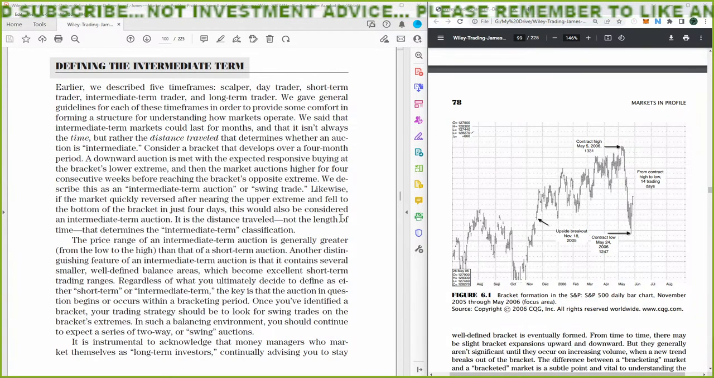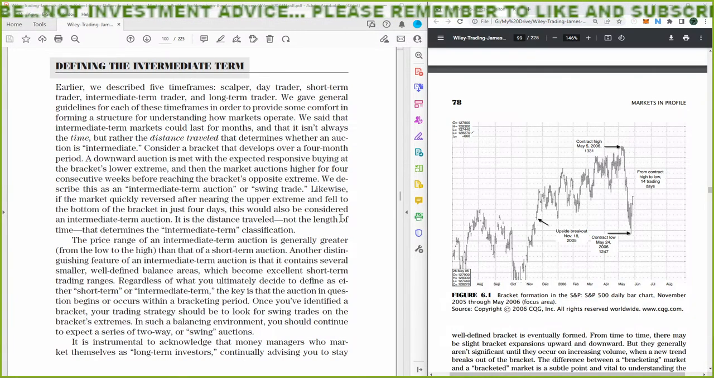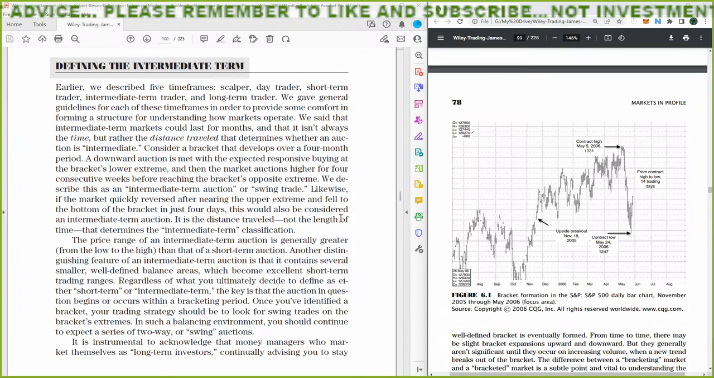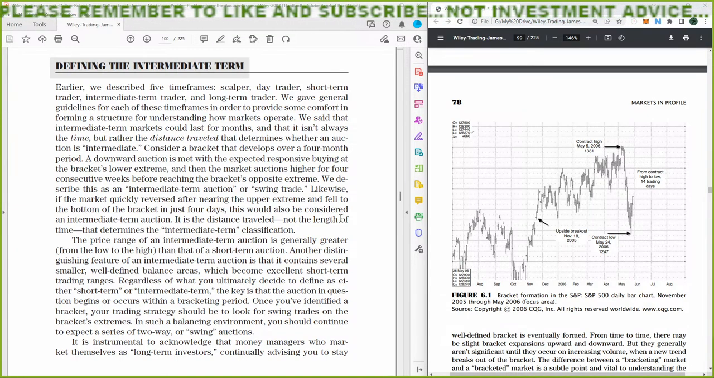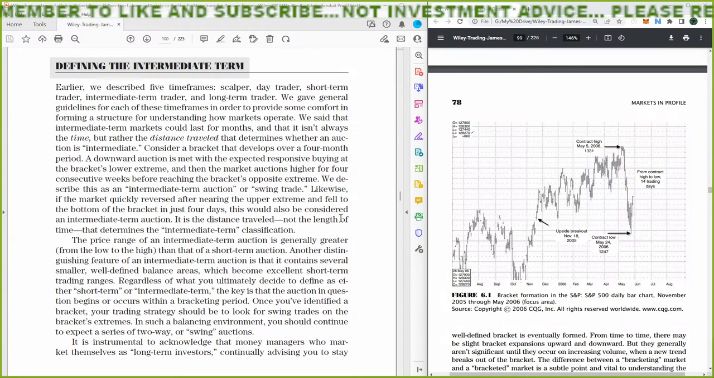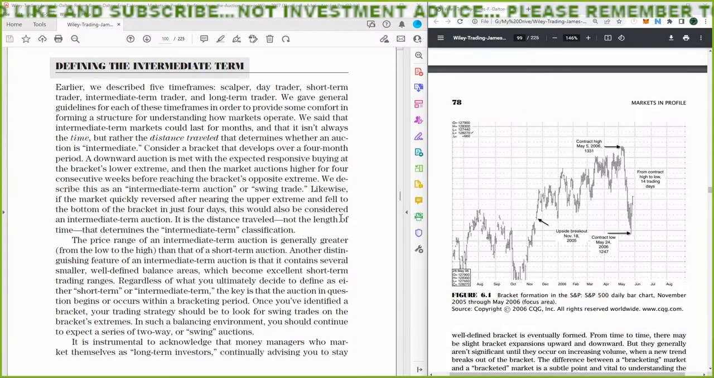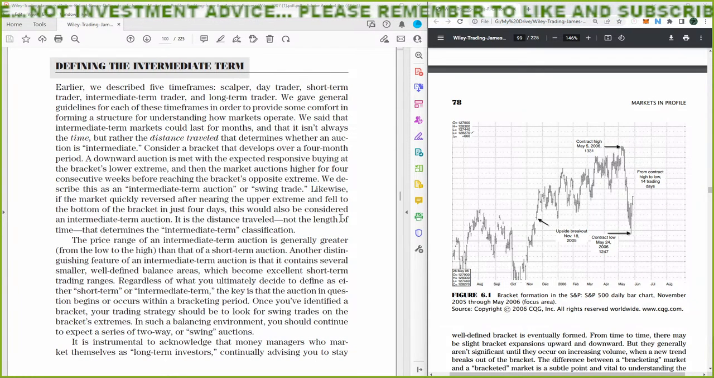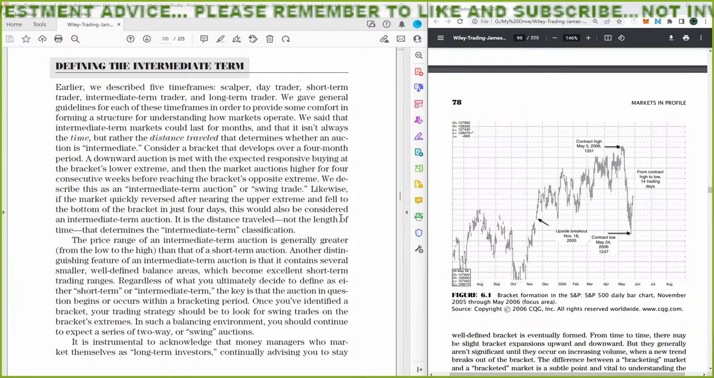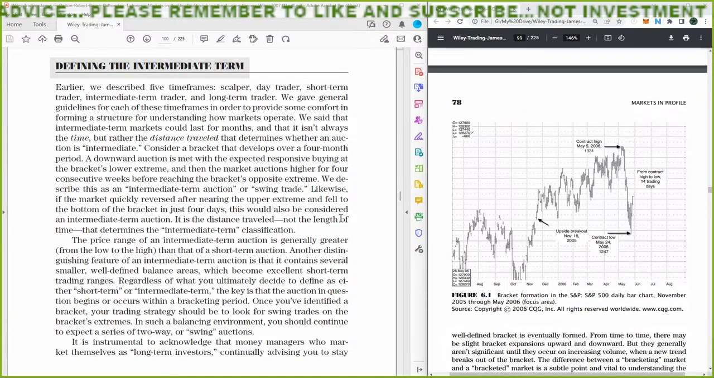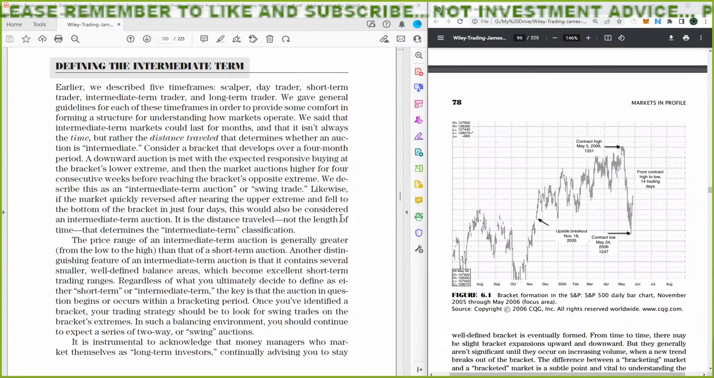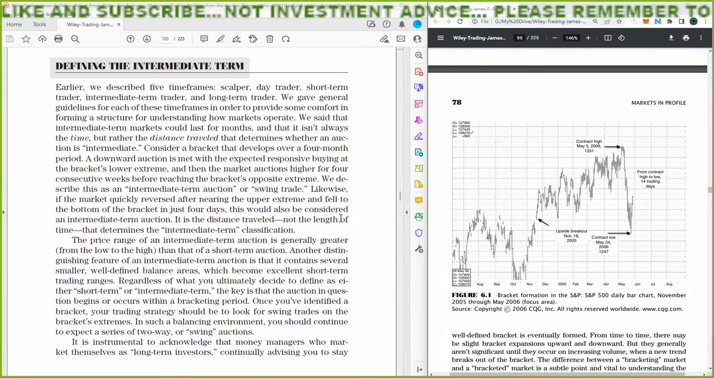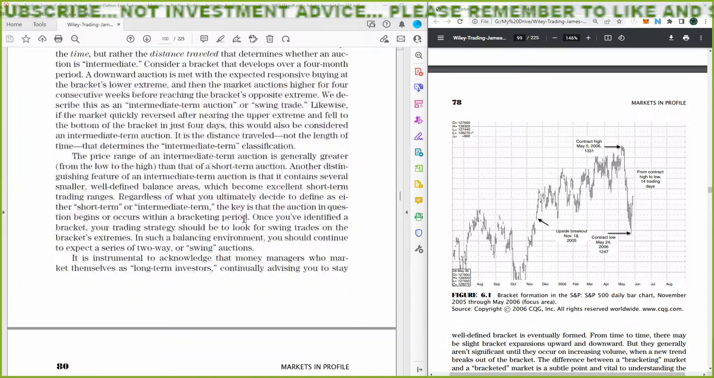Consider a bracket that develops over a four-month period. A downward auction is met with expected responsive buying at the bracket's lower extreme, and then the market auctions higher for four consecutive weeks before reaching the bracket's opposite extreme. We describe this as an intermediate term auction or swing trade. Likewise, if the market quickly reversed after nearing the upper extreme and fell to the bottom of the bracket in just 4 days, this would also be considered an intermediate term auction. It is the distance traveled, not the length of time, that determines the intermediate term classification.